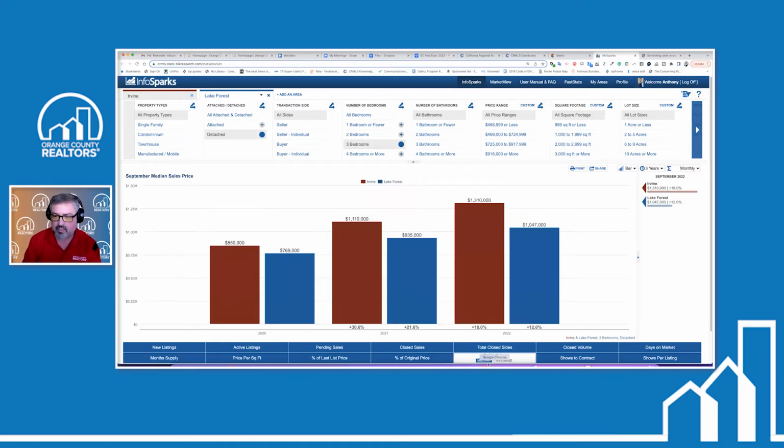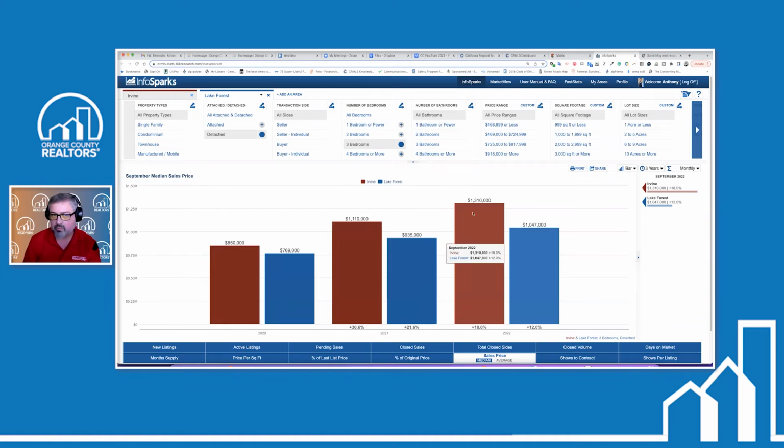So if we were looking at that median sales price, we see that Lake Forest is 1,047,000, Irvine is at 1.3, but prior to that last year, Lake Forest was at 935, Irvine was at 1.1, and then the year before that, Irvine was at 850 and Lake Forest was at 769. So we not only get to see that 21% or 30% change from the year before, but over the past 3 years, it has vastly grown and changed. Again, 300,000, almost 400,000, 500,000 in home values in just a 3-year time period.